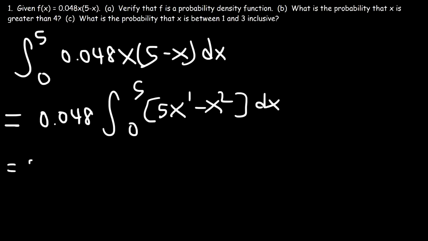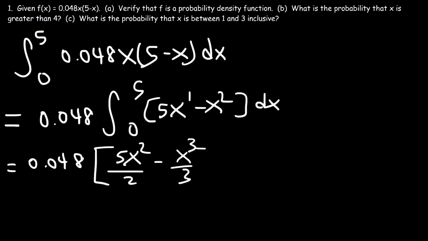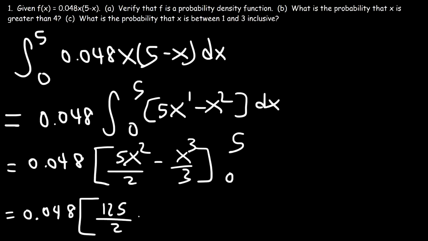Now the antiderivative of 5x is going to be 5x squared over 2, and the antiderivative of x squared is x cubed over 3. So now let's plug in 5. So 5 squared is 25 times 5, that's 125 over 2, and then 5 to the third is 125, but this is going to be over 3. And if we plug in 0, x squared and x cubed are both 0.